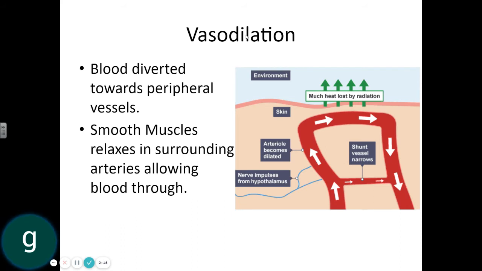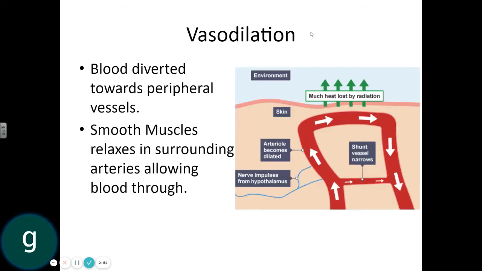You then have all the little peripheral arteries and veins on the outskirts of your body, the tiny arterioles that send blood out to your fingertips and the veins that bring it back. So blood can be diverted towards these little shunt vessels on the outskirts of your body, or it can be taken away from those vessels. The smooth muscles we talked about in arteries can contract or relax, and that limits or increases the amount of blood that can go to the peripheral parts of your body.